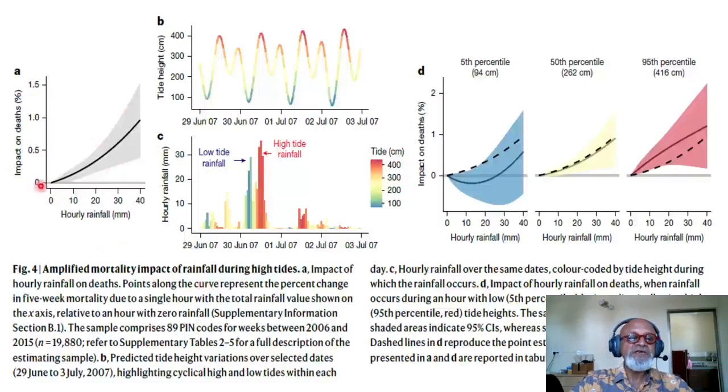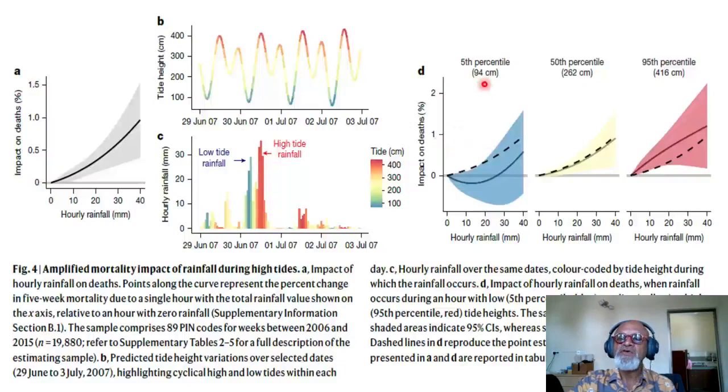So this is the impact on deaths, and you are looking at tides and then hourly rainfall for a particular season, 2007, going from 29 July to 3rd July. You can see that high tide rainfall adds only about 30 millimeters, so it's not hundreds of millimeters, but the tide is 400 centimeters during that time, so you can see how the two can combine.